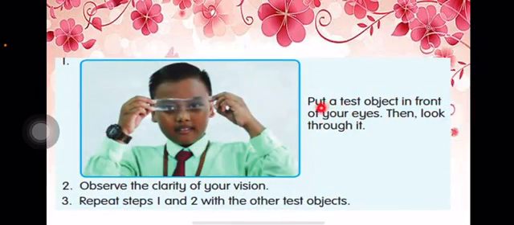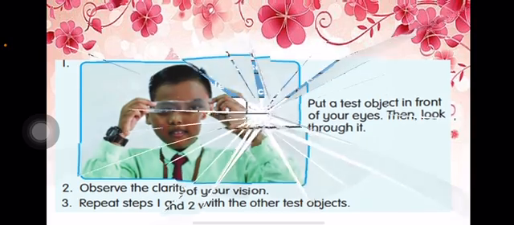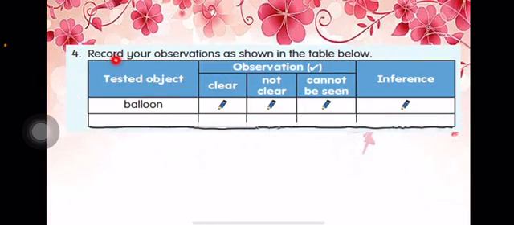Okay, first step, put a test object in front of your eyes like this. Then look through it. Observe the clarity of your vision. When you put the object in front of your eyes, you look at the object in front of you. Either you can see the object or not. Repeat steps 1 and 2 with the other test objects: clear plastic, color paper, balloon, glass slide, popsicle stick, tracing paper and color paper. Then record your observation as shown in the table below.